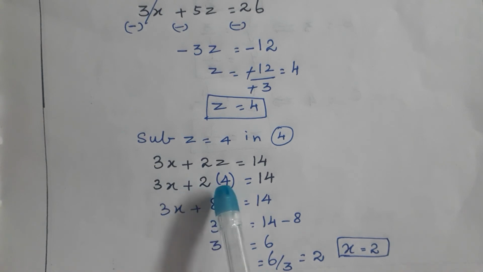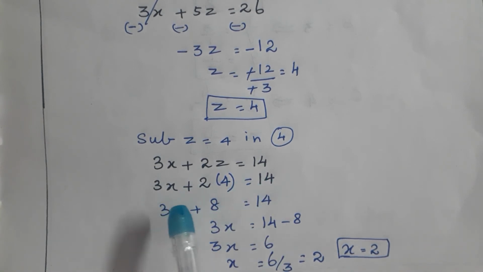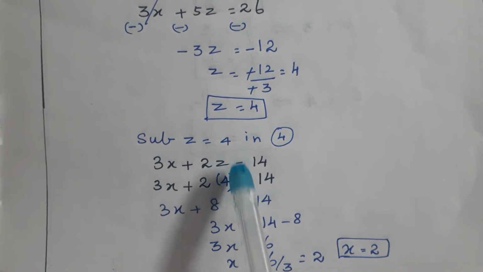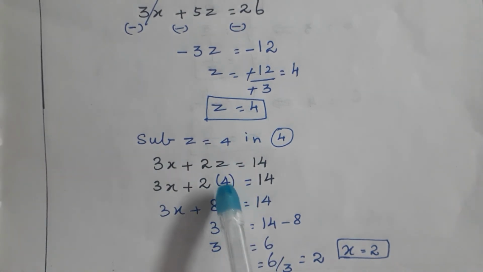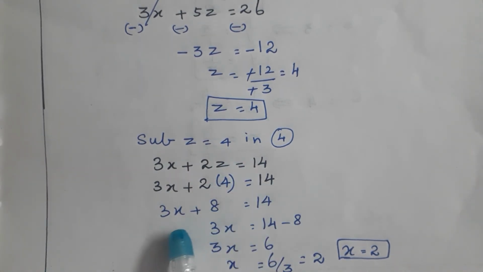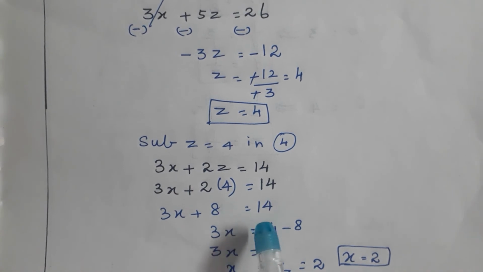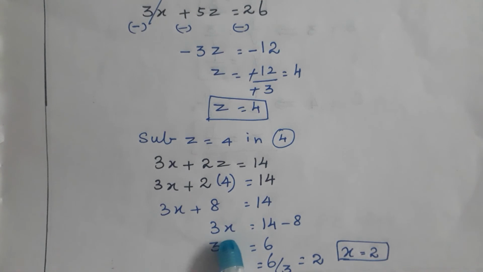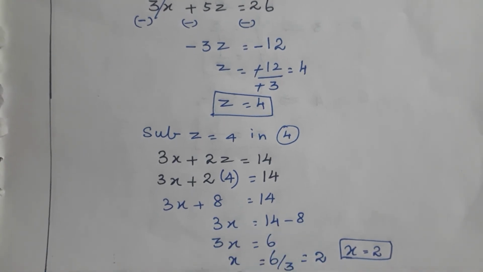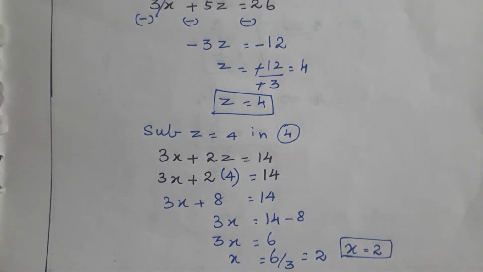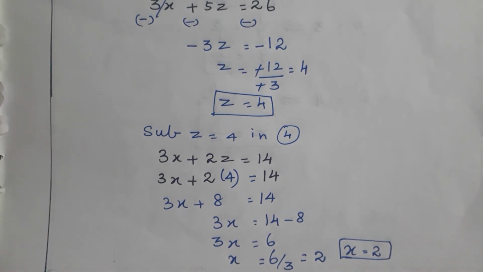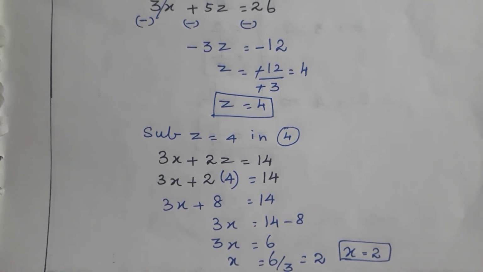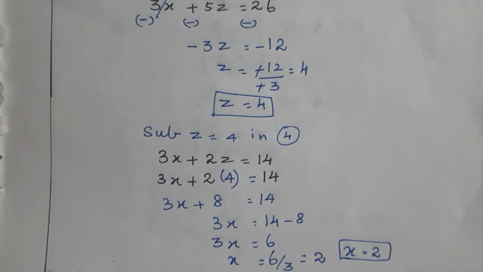So 3x plus 2z is equal to 14. Here z is 4, so 3x plus 2 into 4 is equal to 14. 3x plus 8 is equal to 14. Multiply these two: 2 fours are 8. Therefore 3x is equal to 14 minus 8. That is nothing but 3x is equal to 6. Therefore x is equal to 6 divided by 3. That 3 is taken to the other side, therefore it becomes division. So 6 divided by 3 is nothing but 2.